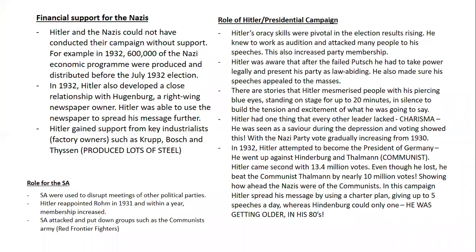Hitler also had the role of the SA. Now, the SA were used to disrupt meetings of political parties, and also at times the SA would be used to make it look like they were reasserting control within Germany. Now, Ernst Röhm was reappointed in 1931 after being sacked in 1925. But within a year, the membership of the SA increased, which made the Nazis look more professional and look like they could protect the country. And the SA also attacked and put down groups such as the Communist Army, the Red Frontier Fighters.